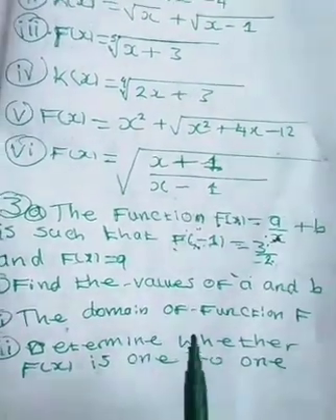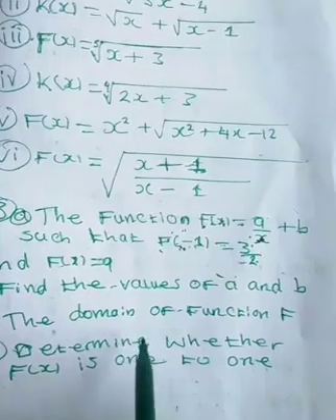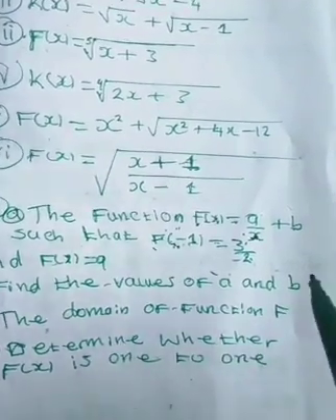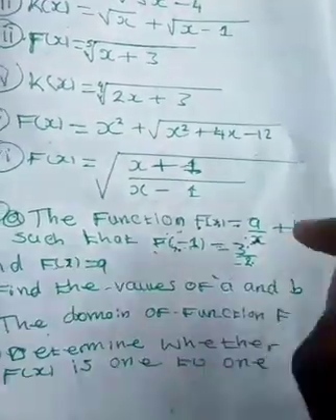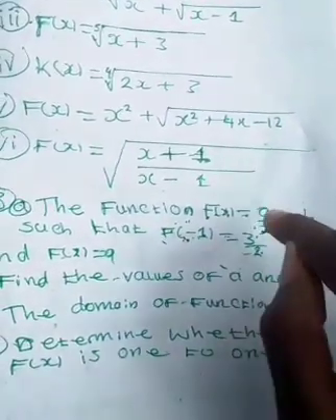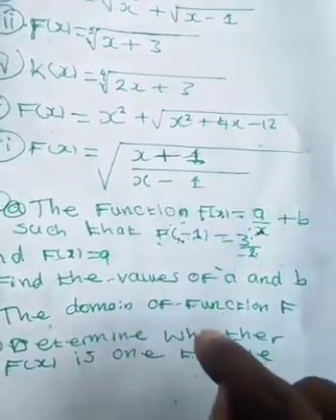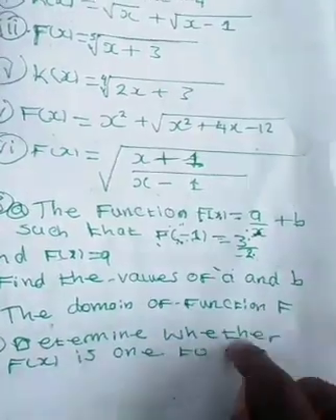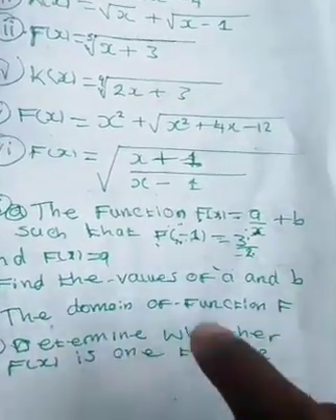Then after we find a and b, we are going to find the domain for the function. Because we are going to end up with the values of a and b, meaning that you're now going to have a full-fledged function. Then for that function, you're going to find its domain. Then we also determine whether it will be 1-to-1. So now let me show you what I mean.